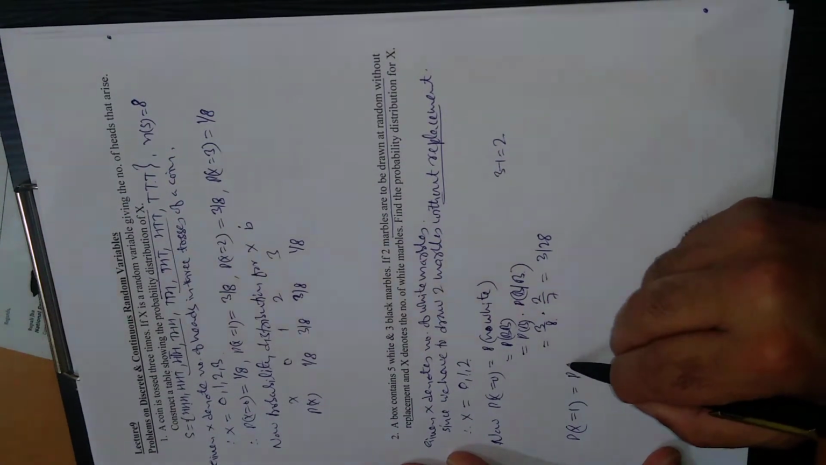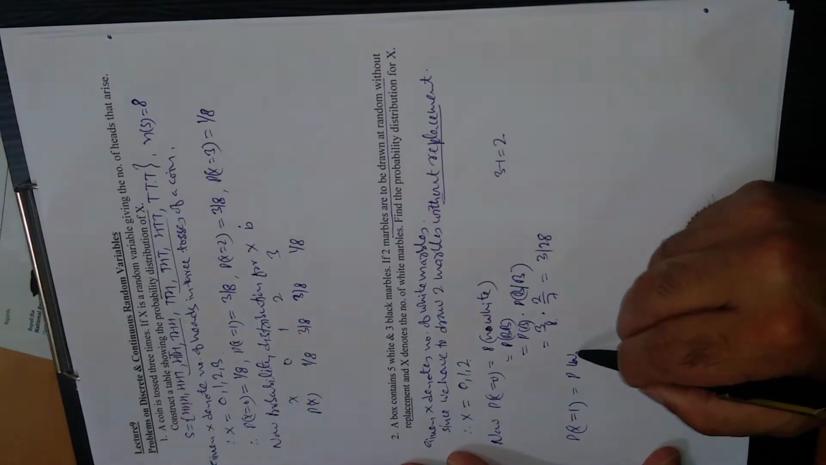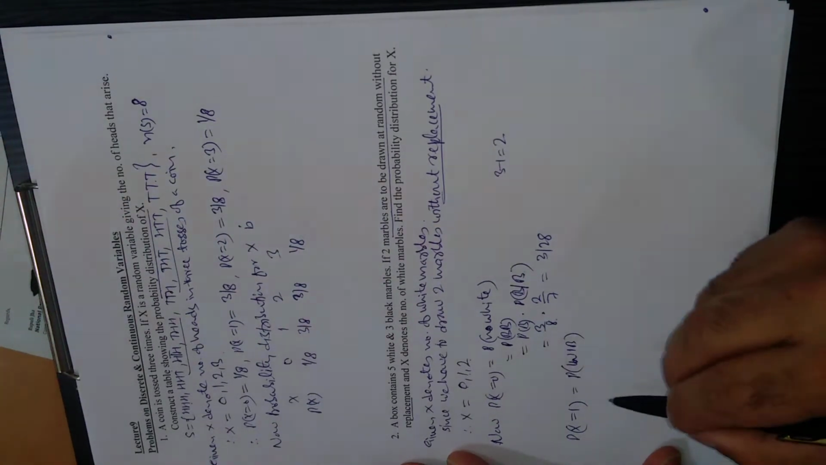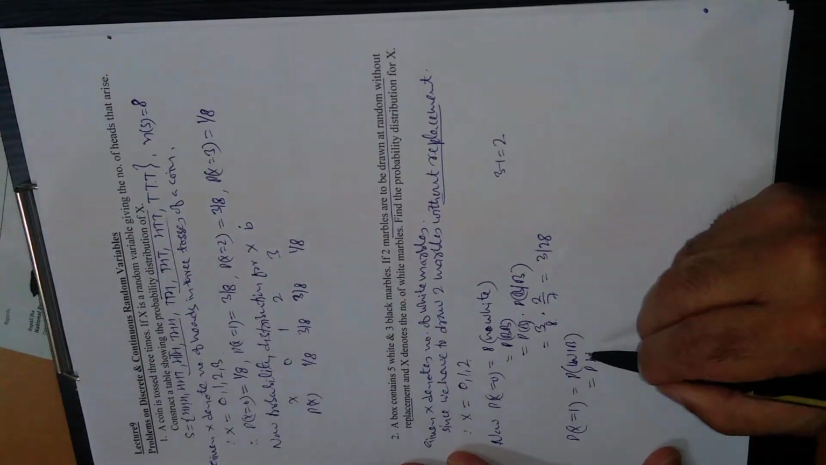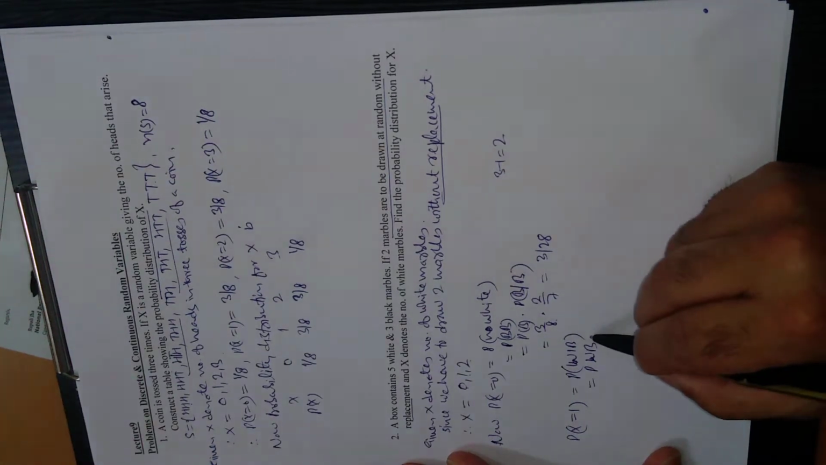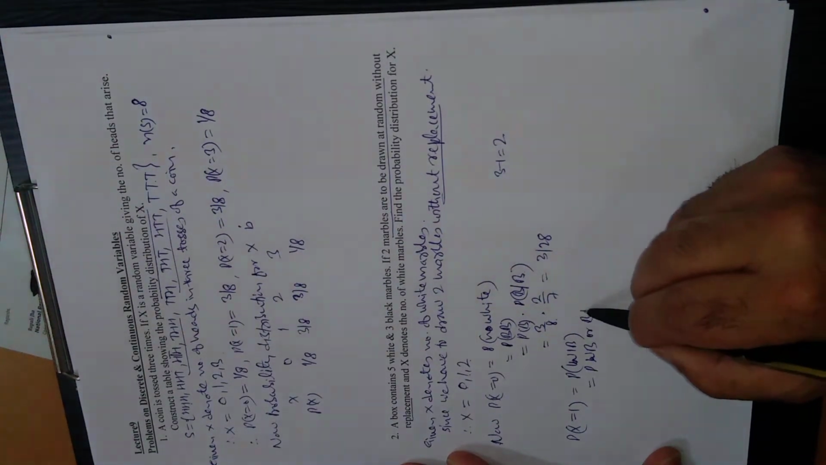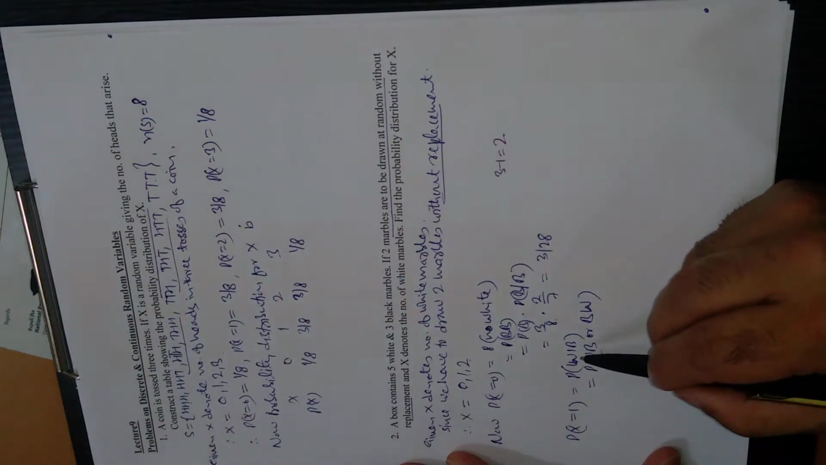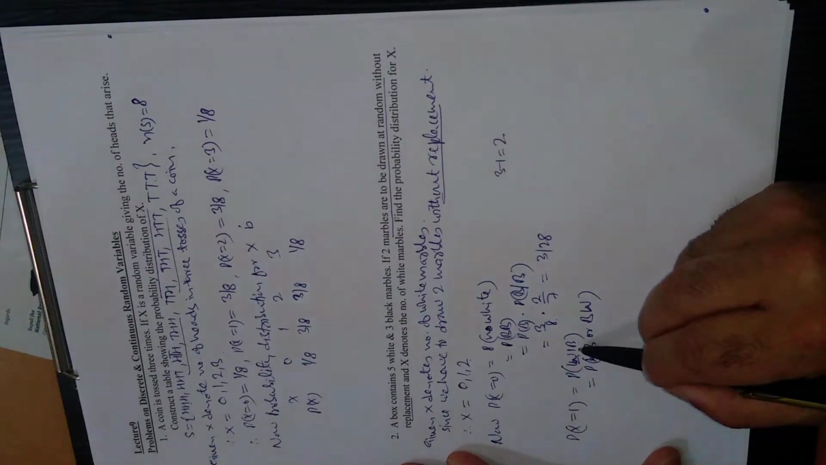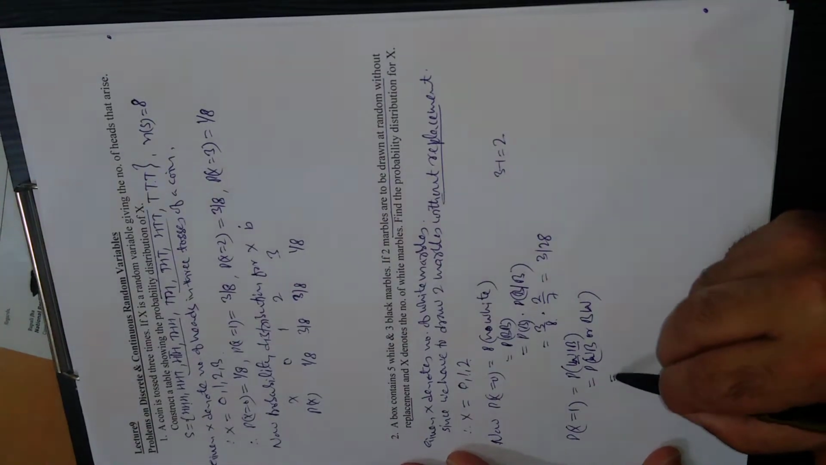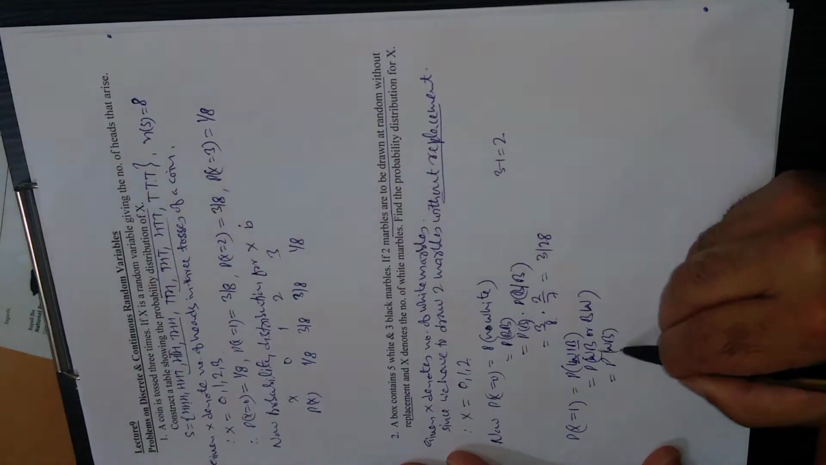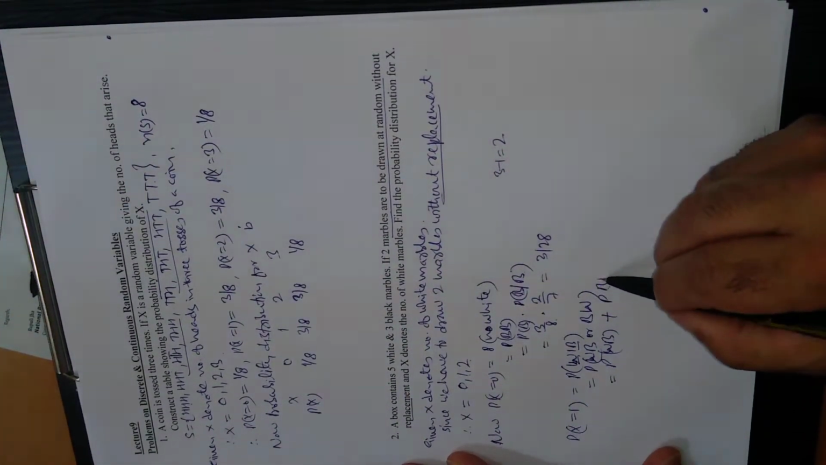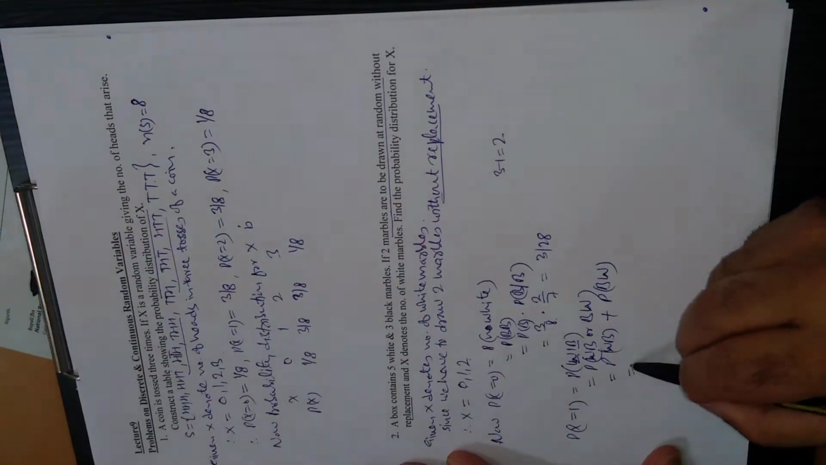P of x is equal to 1 means one white and one black. So there are two possibilities: either white on the first draw or white on the second draw, because we have to draw two marbles. So one white and one black. Or means plus, this is p of WB plus p of BW.